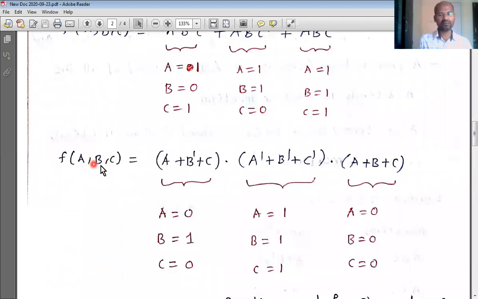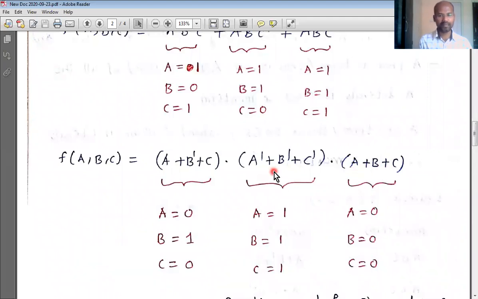How many literals should be there? Since f is a function of three variables, three literals should be there. And what are they? A, B, C. So it has A literal, B literal, and C literal. It doesn't matter in which form it is there, uncomplemented or complemented, but it should contain all the literals. It is a sum term and it has all the literals, so it is a max term. This one is also a sum term containing all the literals, so this is also a max term. Look at the third one, it is a sum term, it also contains all the literals, so it is a max term.